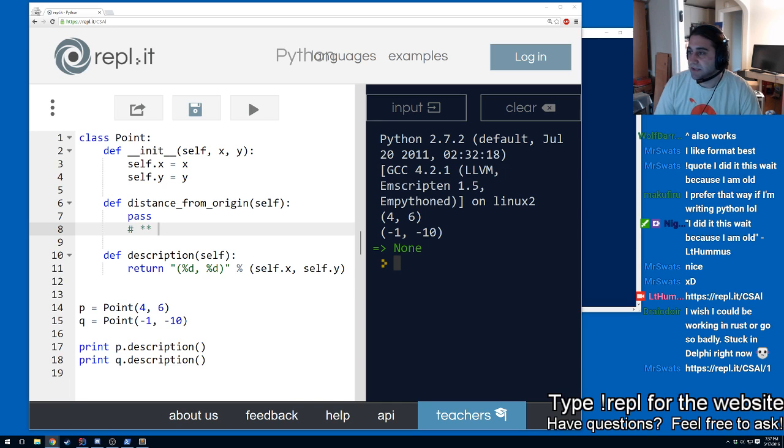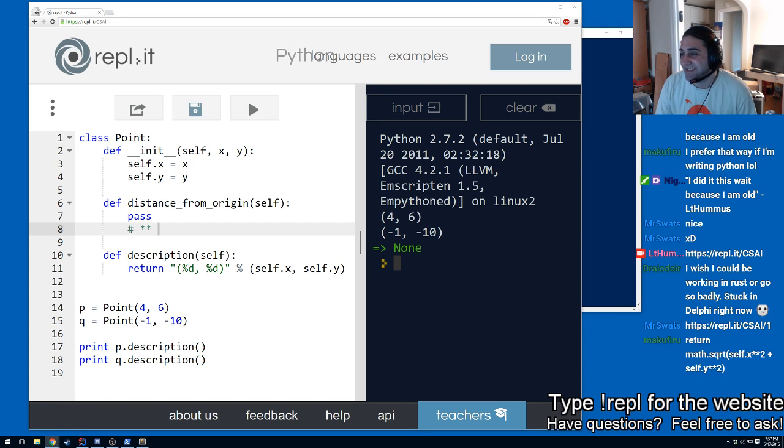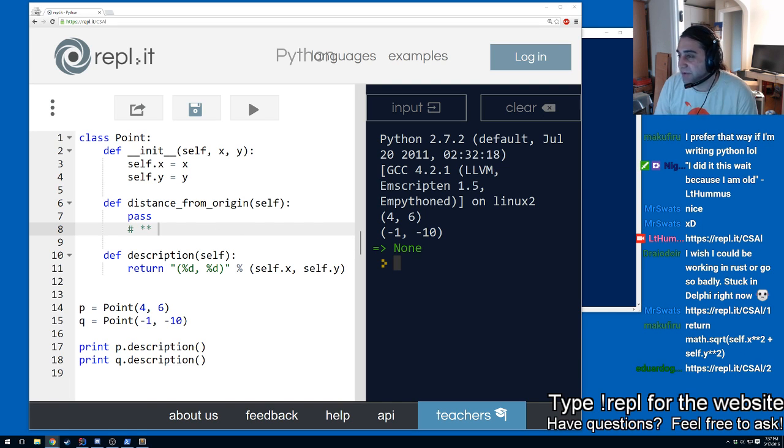See what Mr. Swats has. Nice. Stuck in Delphi. Oh, I'm so sorry. That one just got away from me. Nice, McAfee's got it. I was gonna say, as a hint, here's how you do square root, but y'all seem to have figured it out. Nice. I really like Edward Dog's solution. Very cool.